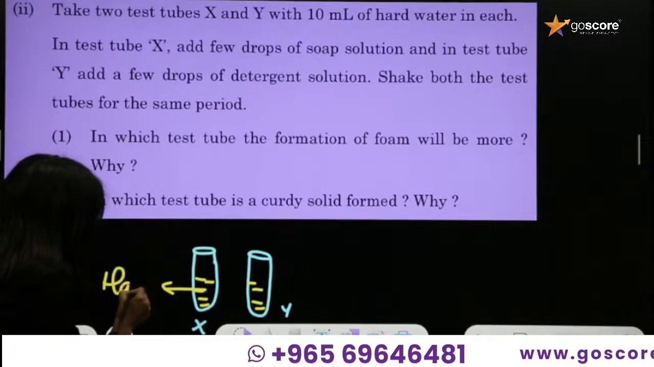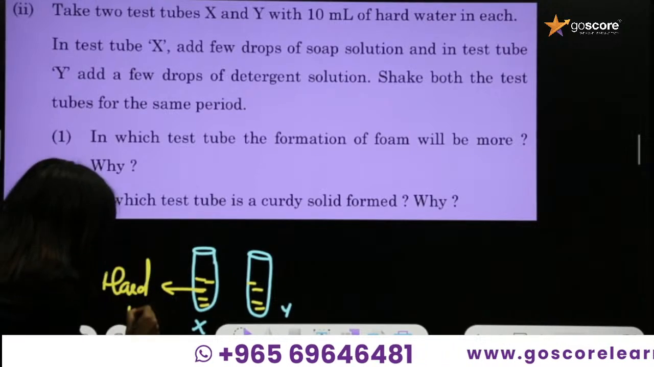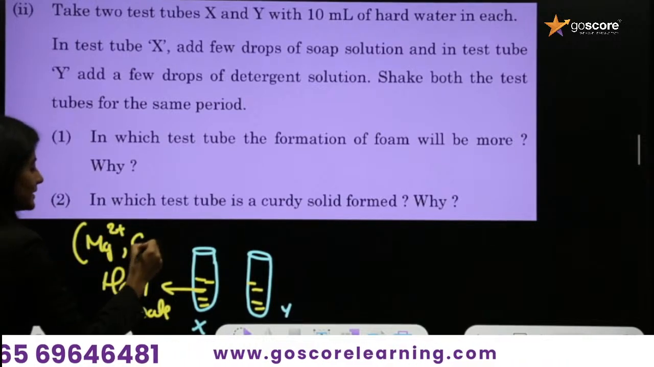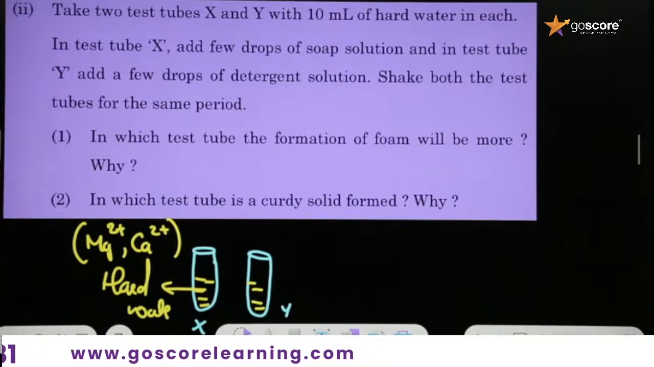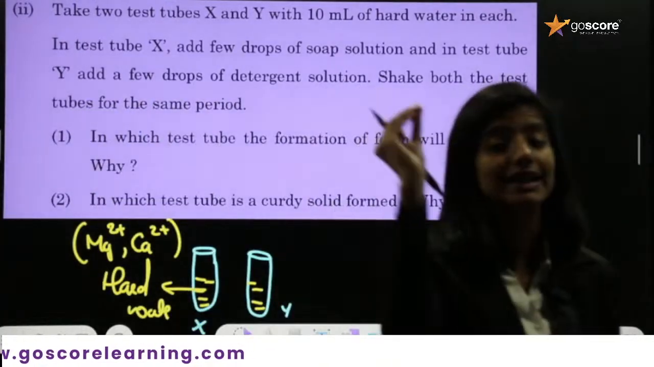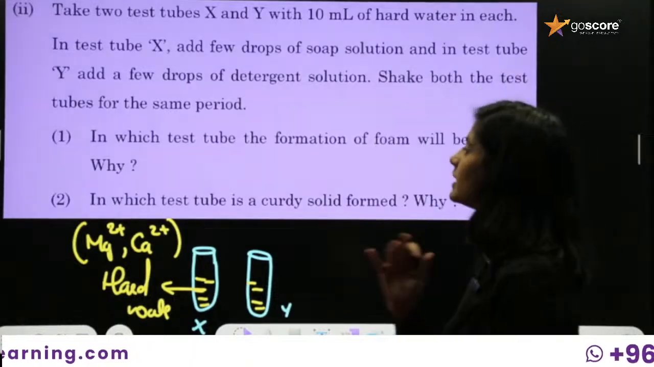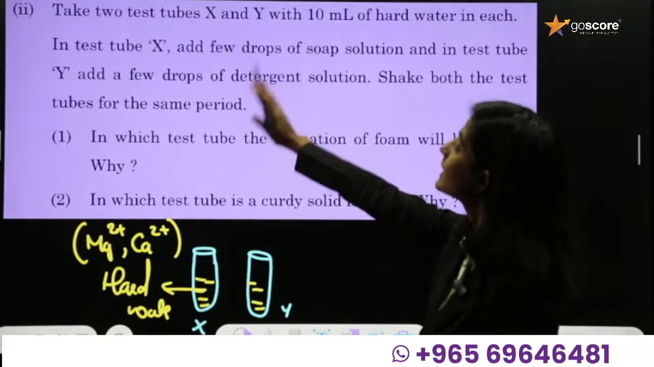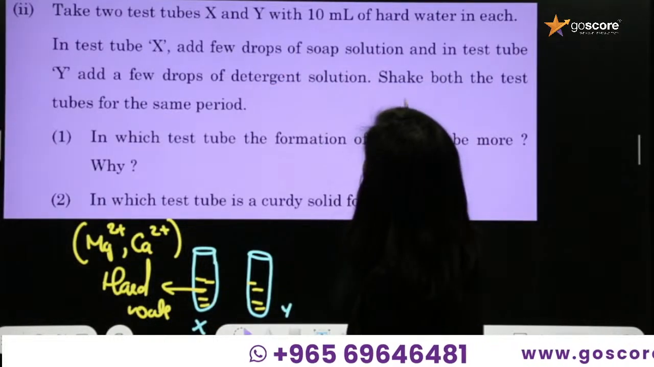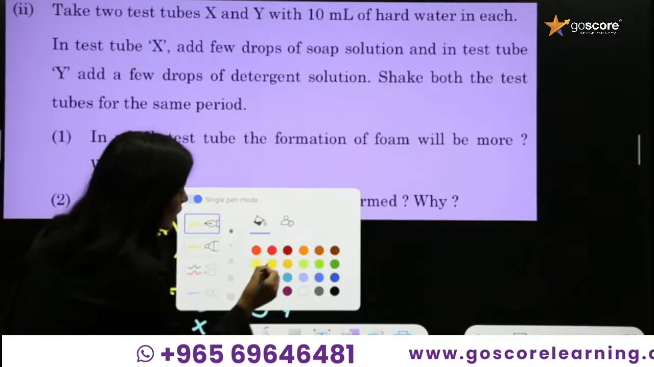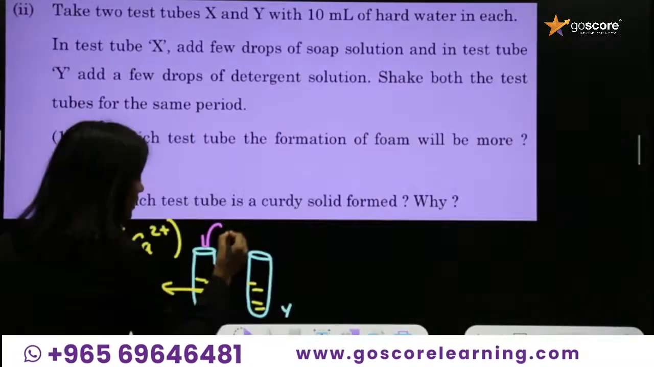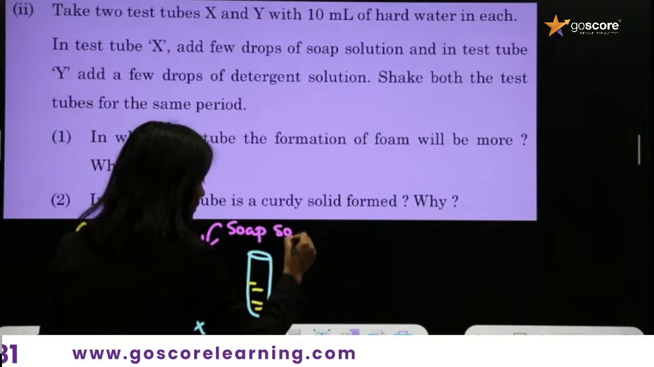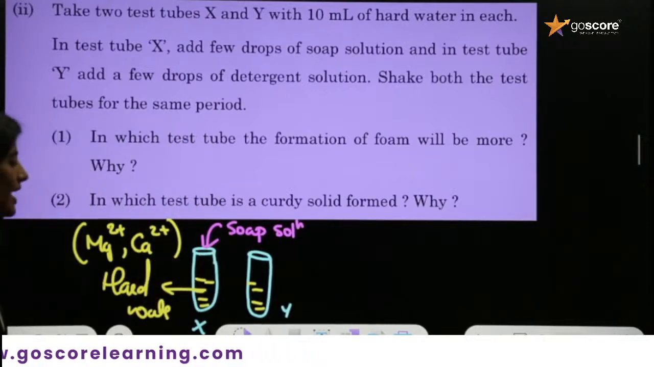Do you have any idea what is in the hot water? Hot water will be having Mg2+ and Ca2+ ions inside that. Always remember the hot water has Mg2+ and Ca2+ ions inside that. Done. Now what? In test tube X, you're going to add the soap solution. What you're going to add is nothing but the soap solution. Where should I write? I'll write here. Into the X, you're going to add the soap solution.